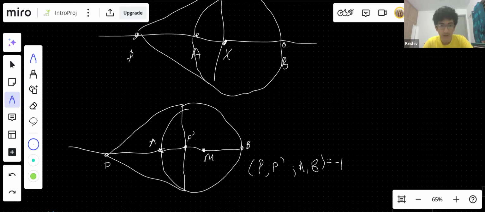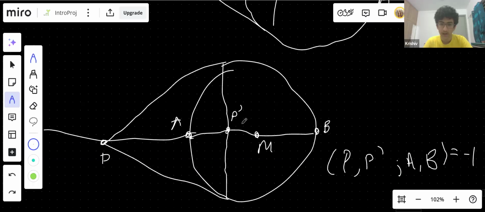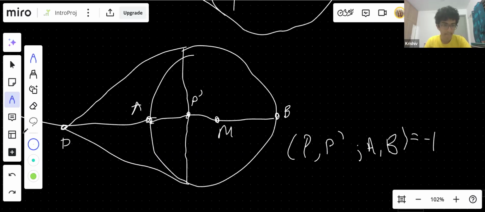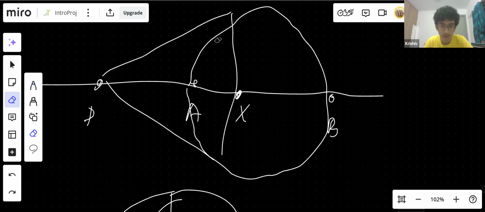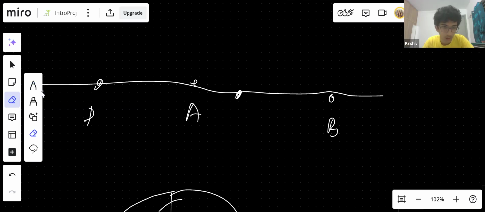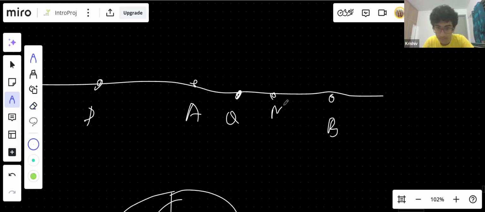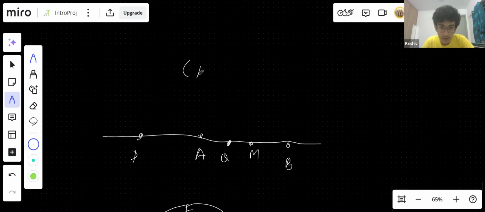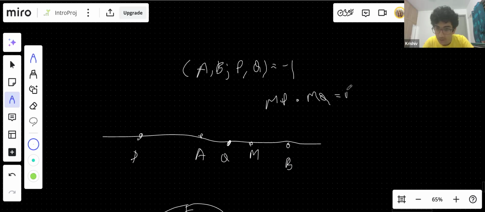So we have this, we have this. Also, a small thing you can note from here. Can anyone prove that? Okay, I'll just write this down. I'll take this diagram instead. Let's have Q, let's have M, and suppose ABPQ is equal to -1. Can someone prove that if M is the midpoint of AB, then MP times MQ is equal to MA squared?